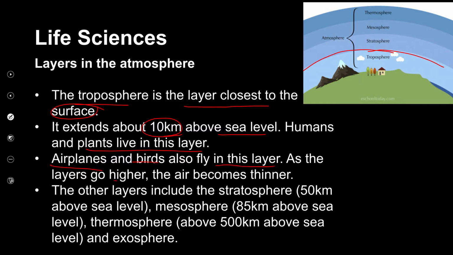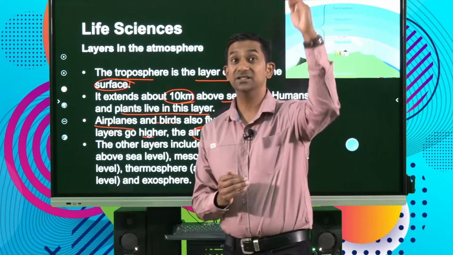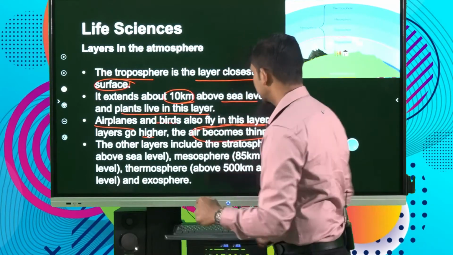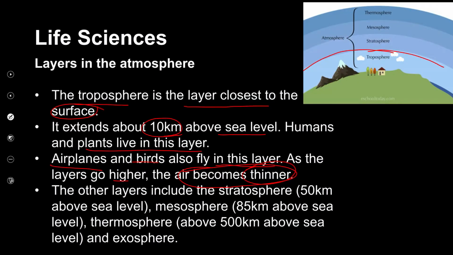As the layer goes higher, the air becomes thinner. And often we experience this as a concept in people that are involved in climbing mountains. As the altitude increases, or the height above sea level, we find that the air becomes thinner. And essentially, the concept of thinner refers to the depletion of the level of oxygen in the atmosphere. So that's the concept of air becoming thinner.